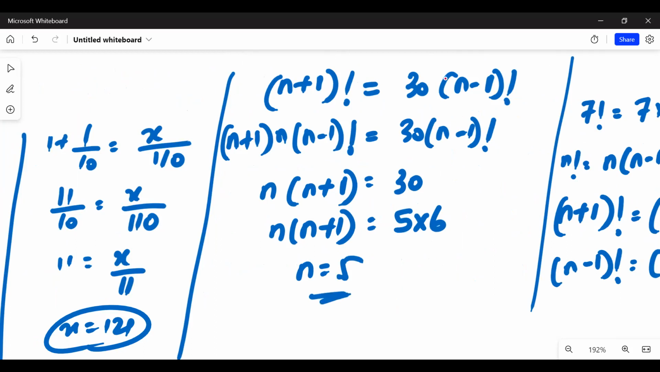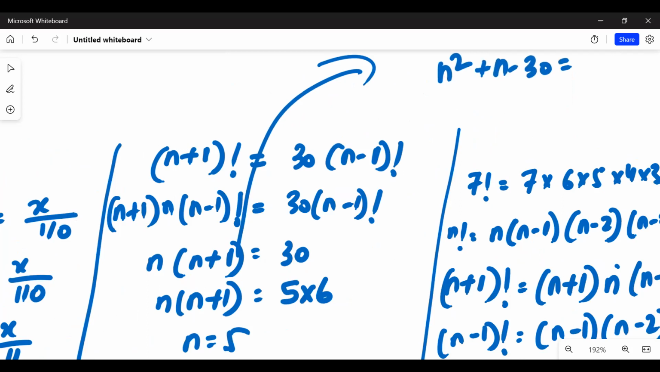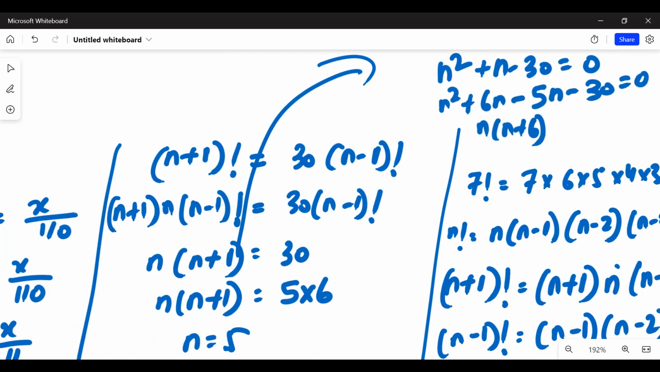If you don't understand this, you can solve it by quadratic. You know how to solve by quadratic, right? Same thing, you can solve it by quadratic. You will get n square plus n minus 30 is equal to 0. You know how to split the middle term. You have studied quadratic, right? n into n plus 6 minus 5 into n plus 6 is equal to 0. So n value is 5 and minus 6. Clear, everyone?